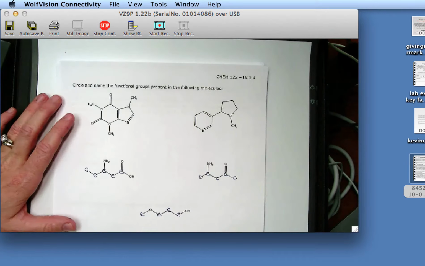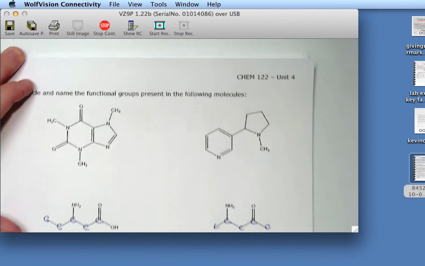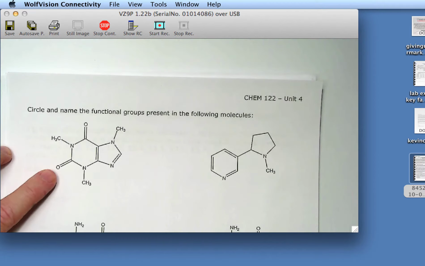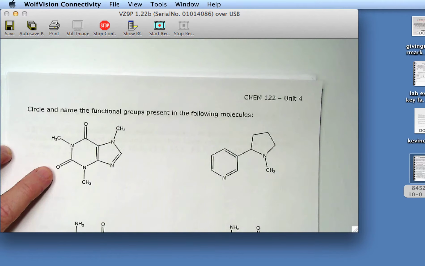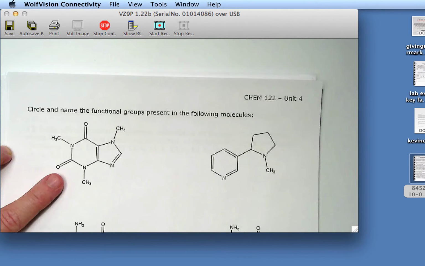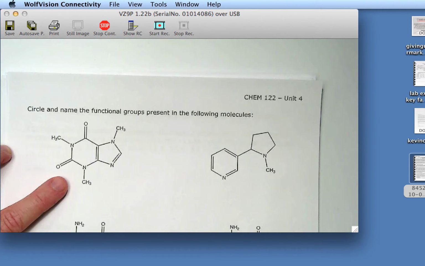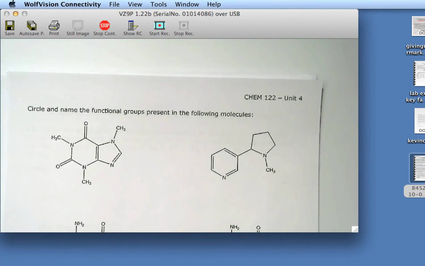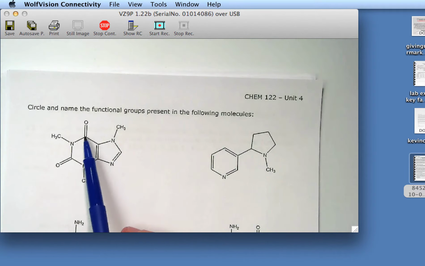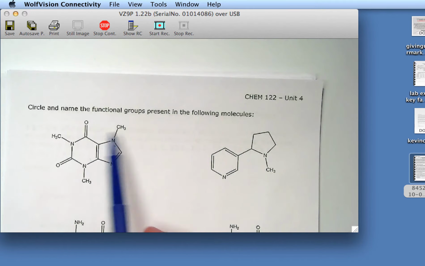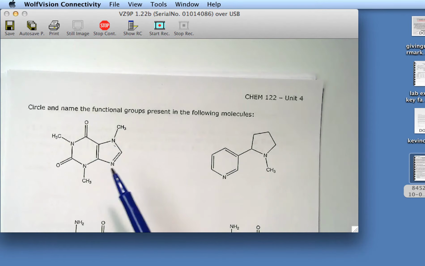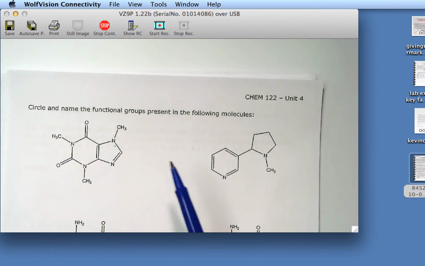Okay, so in this first molecule, does anybody know what this is? It looks like one of the pairings of DNA? Yeah, it is in DNA, in the purine, but I think this is caffeine. It's a pentane with a purine. So you see it in DNA, but it's caffeine. So everybody needs some at this point, right?